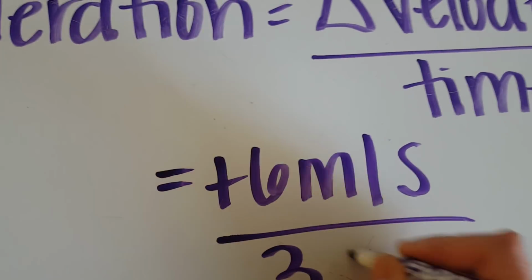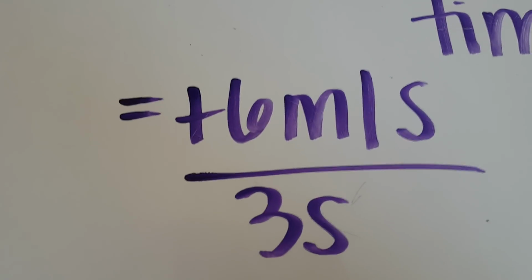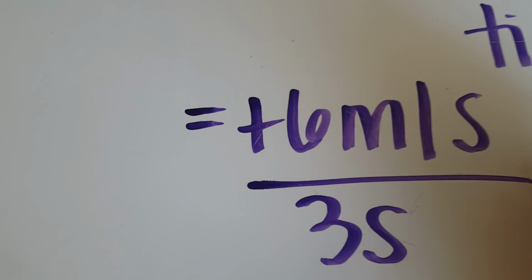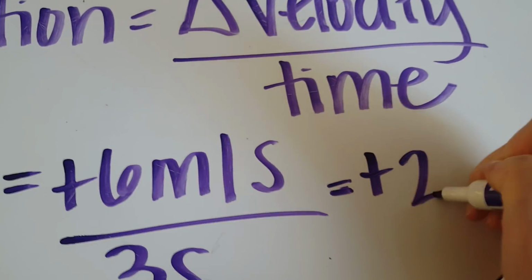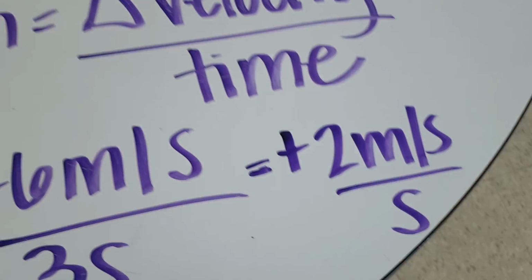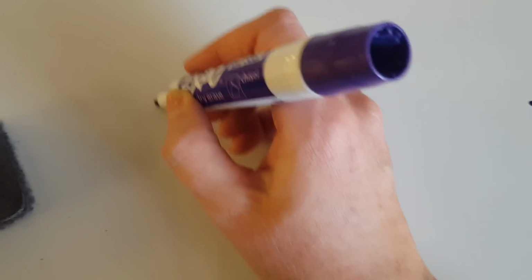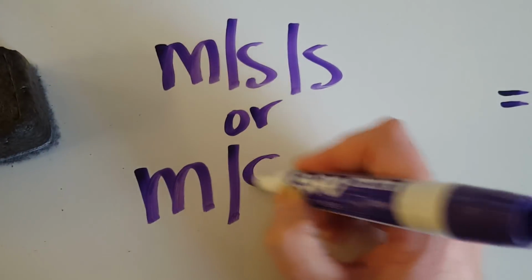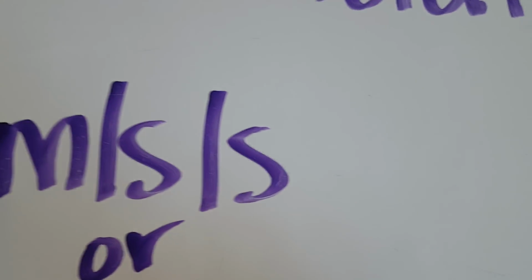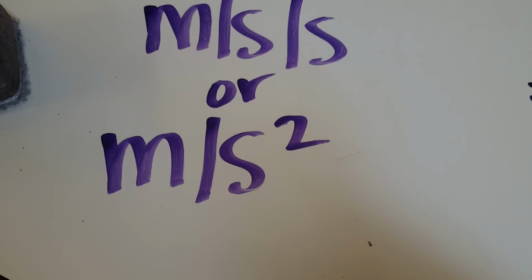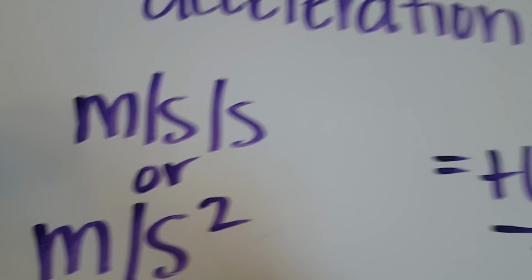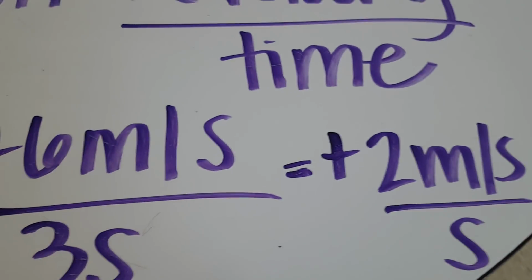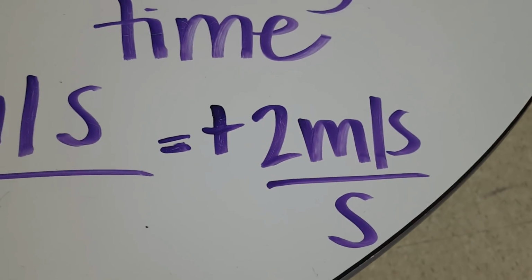And then it told me that this was over a span of 3 seconds. So my time elapsed was 3 seconds. So if I just do positive 6 meters per second divided by 3 seconds, that gives me an acceleration of positive 2 meters per second per 1 second. Now I know that looks really weird, and you're either going to see that written as meters per second per second, or you're going to see it written as meters per second squared. So this is how much the velocity changed, meters per second, over 1 second. That's your unit rate. That can also be written as meters per second squared.